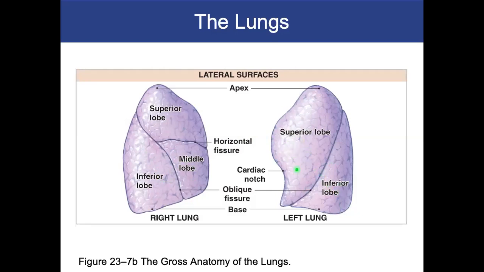Notice that the left lung is smaller, and notice that it has this cardiac notch. So this is where the heart sits. This allows for the aorta to come through. And notice these deep lines are fissures, right? Deep folds. And then here's the base of the lungs, and then the apex sits right under and above, or anterior to, the clavicle. And then the diaphragm is going to be right here.